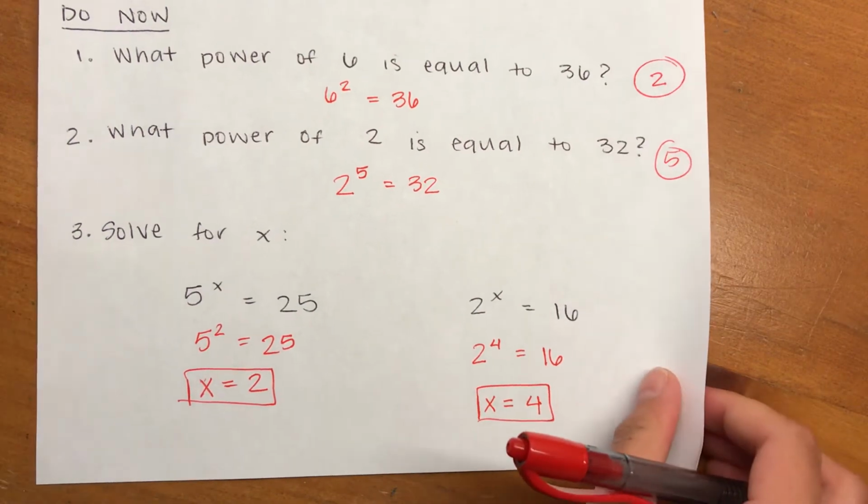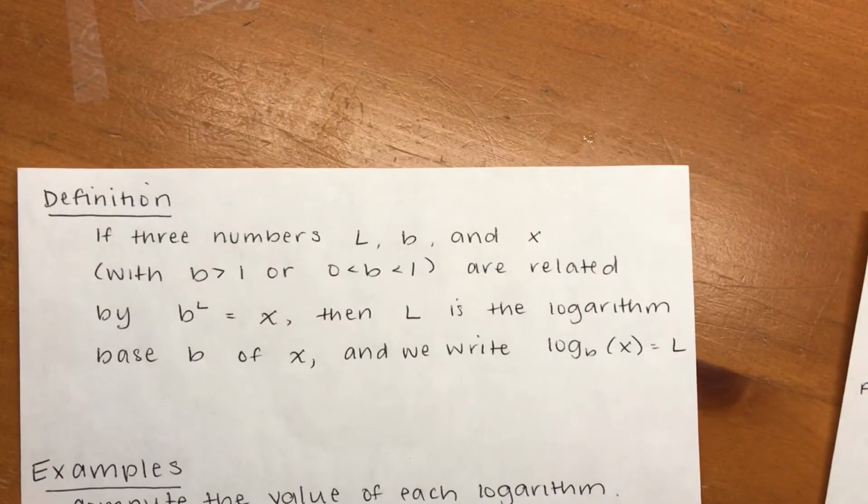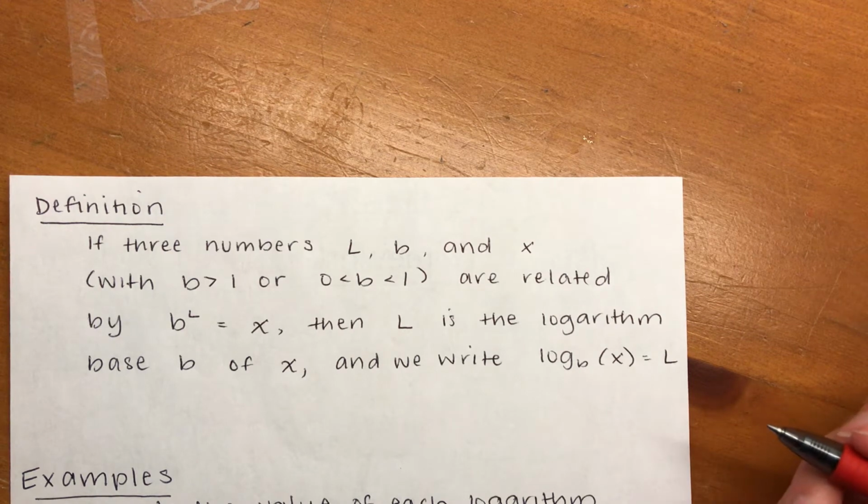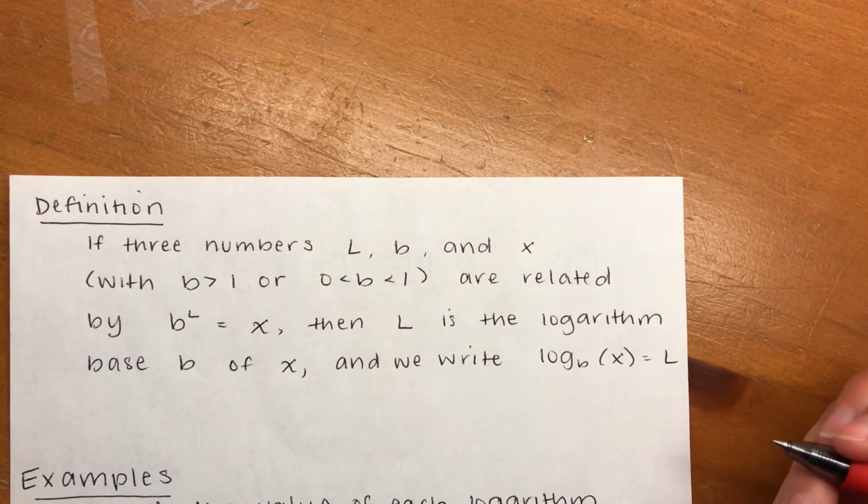All right, moving on to our definition. The definition of a logarithm is: if 3 numbers, L, b, and x, with b greater than 1 or 0 less than b less than 1, are related by b to the L equals x, then L is the logarithm base b of x, and we write log base b of x equals L. So if you need to, pause the video, take a minute to write that definition down.